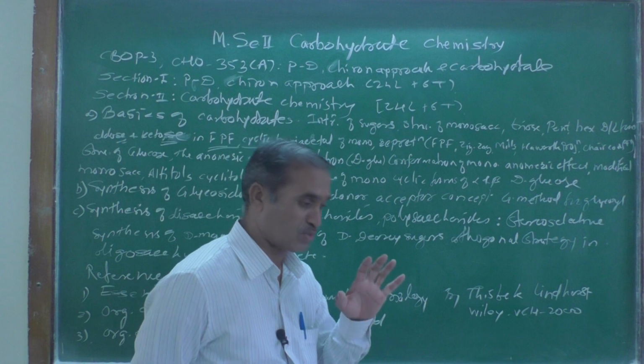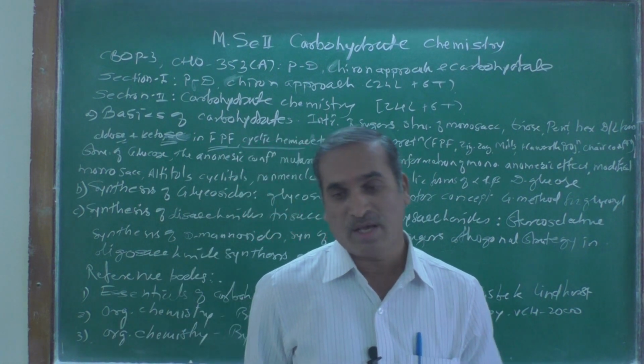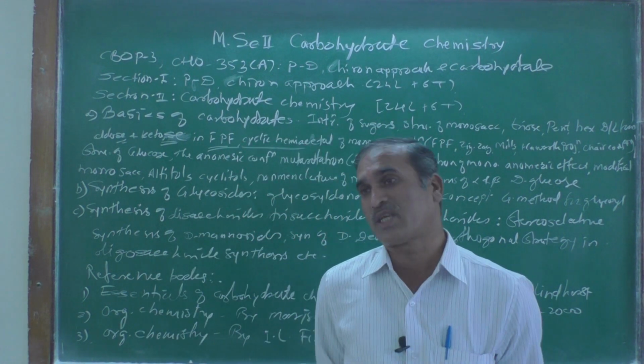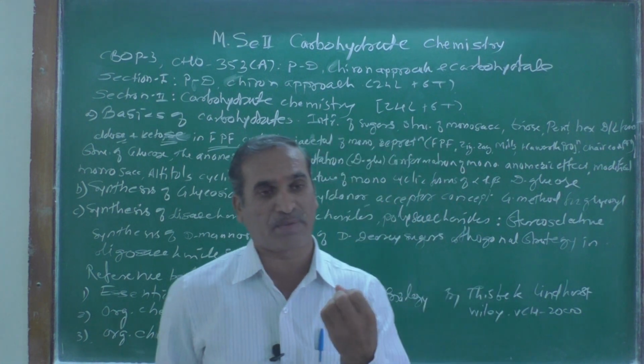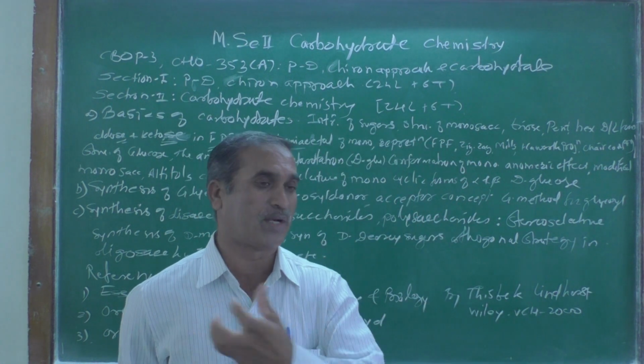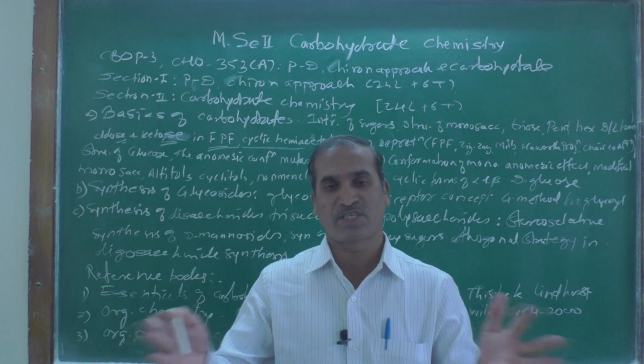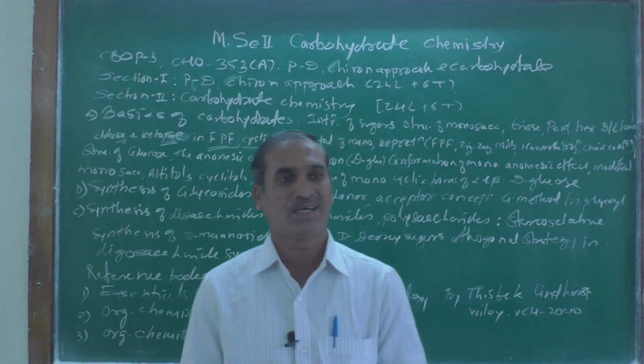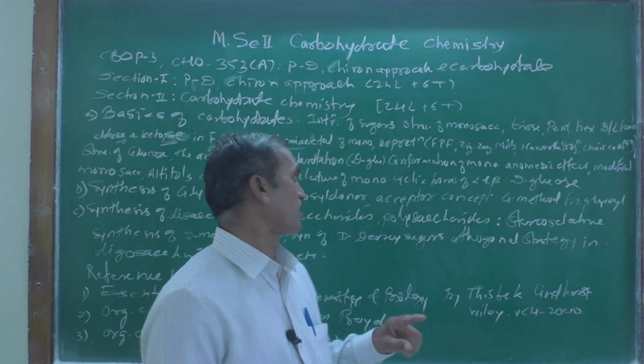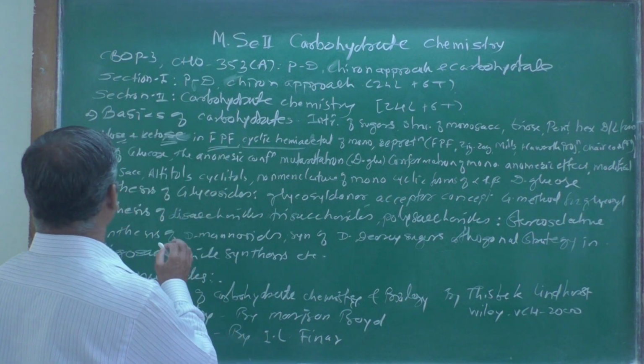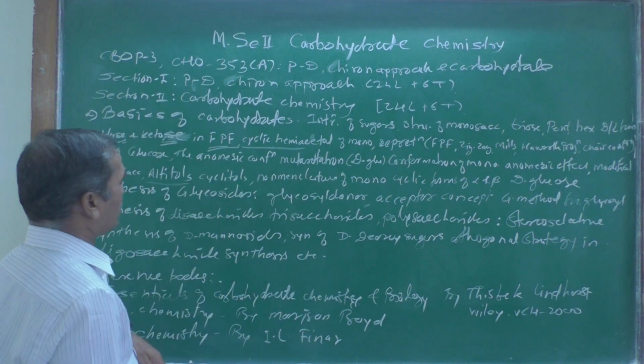Acetal formation means what? The open chain aldehyde group gets protected by using a suitable protecting group, and the resulting compound formed is an acetal. So that type of thing we are going to learn over here, that is an alditol.